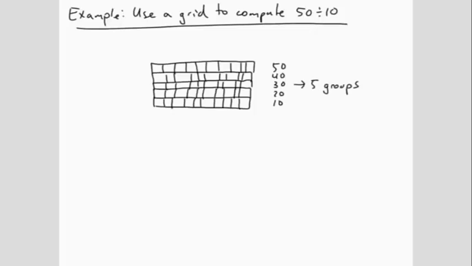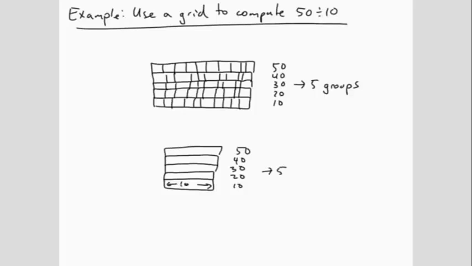Instead of drawing out 10 individual boxes, we can draw a cluster that represents 10 boxes. This is a far more efficient way to go, and we can quickly see that this gives us 5 groups. So 50 divided by 10 is equal to 5. What we've done is actually treat the group of 10 boxes as a single object. We will look at this from another perspective in the next example.